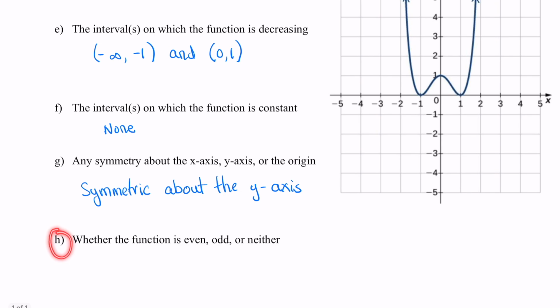Question H. We need to determine whether the function is even, odd, or neither. If a graph is symmetric about the y-axis, then the function is even. So this is an even function.